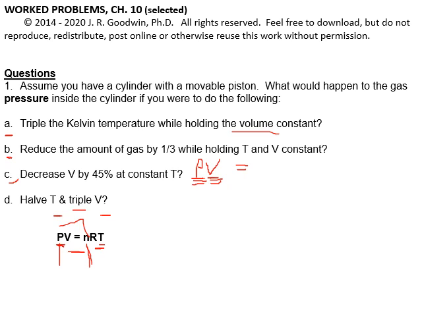Another way you could do this one would be to just make up some numbers and see what would happen. If you wanted to write the volume as 1 liter and the pressure as 1 atmosphere, then initially you would have 1 times 1, which would be 1. Then if you decrease V by 45%, figure out what that is, and divide 1 by whatever you get when you decrease it. So if you start with 1 and you decrease by 45%, you're going to have 0.55, right?